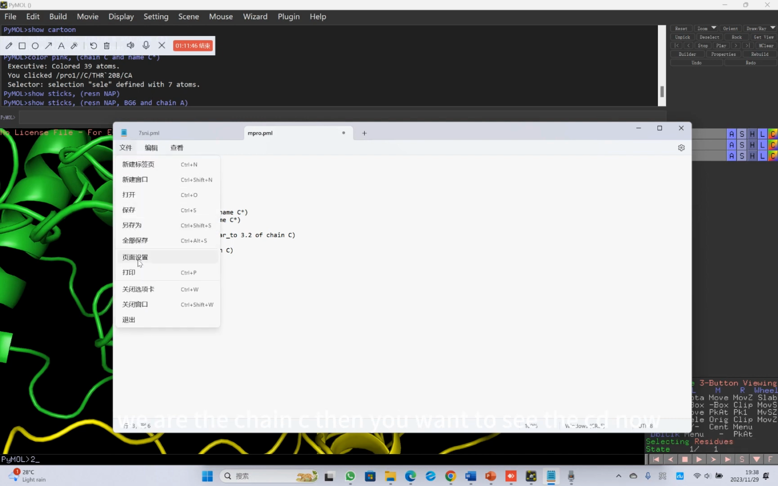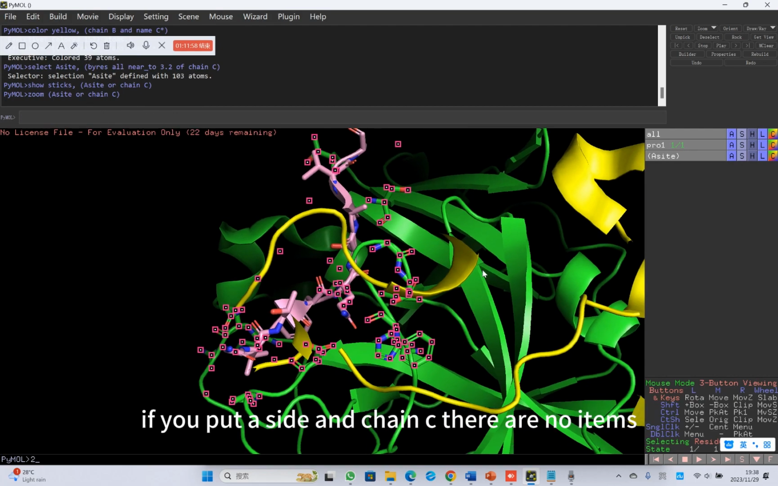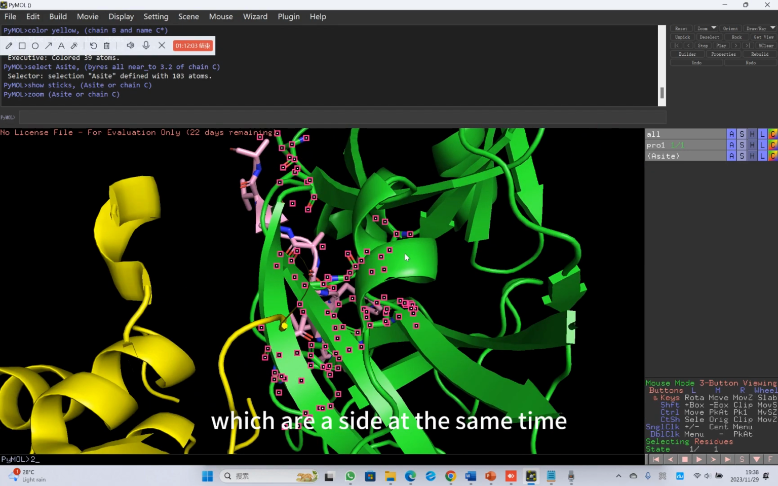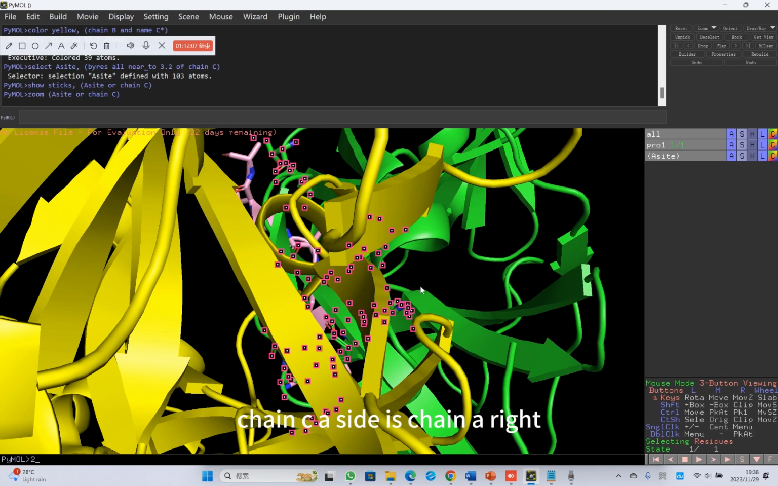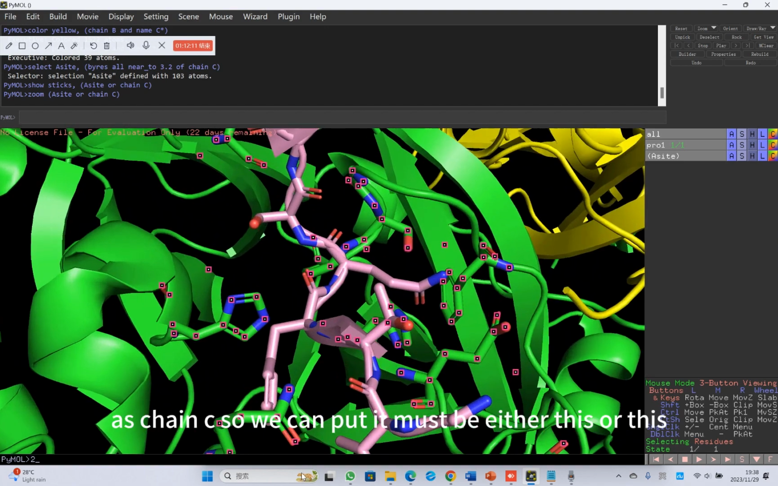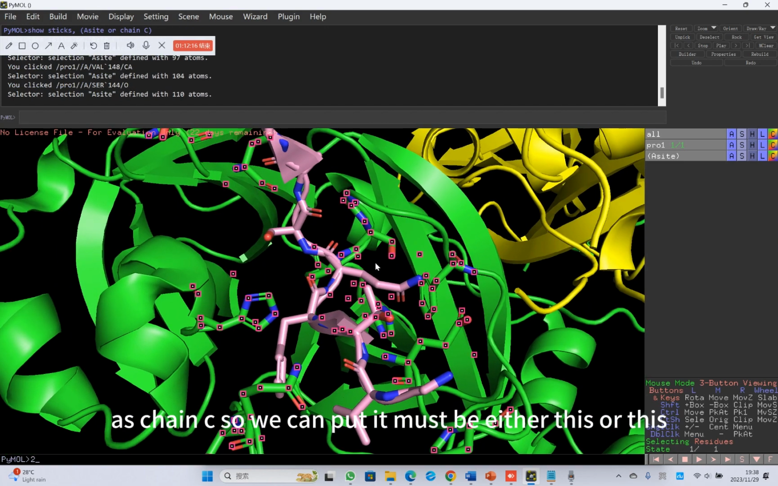We have the chain C. Then you want to see the histidine, the serine, everything that binds to it. When you put all in the computer, when you choose A side or chain C, there are no atoms which are A side at the same time chain C. A side is chain A, right? You cannot choose one atom that is chain A as well as chain C. So it must be either this or this.